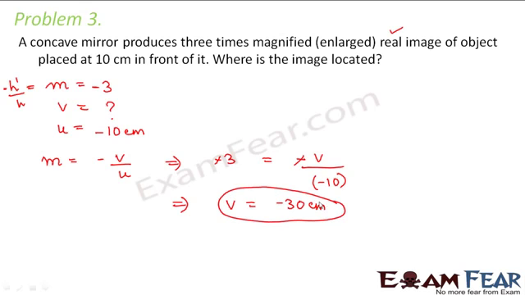That means the image will be formed at a distance of 30 centimeters from the pole and it will be formed towards the left hand side of the pole, right? So please take care to put sign convention everywhere consistently. See here it talked about a real image, so you should put the magnification as negative because a real image always means an inverted image. A virtual image would mean a direct image. So in that case we will put magnification as positive.